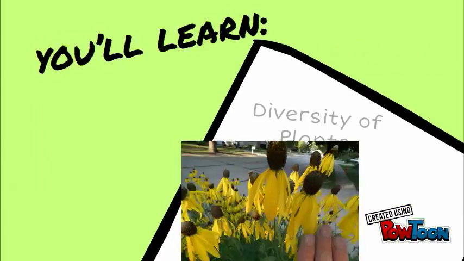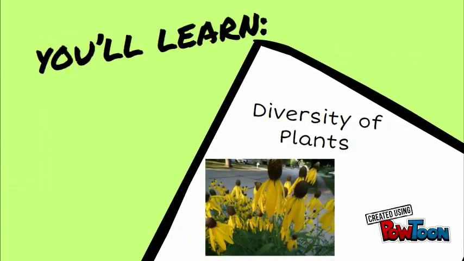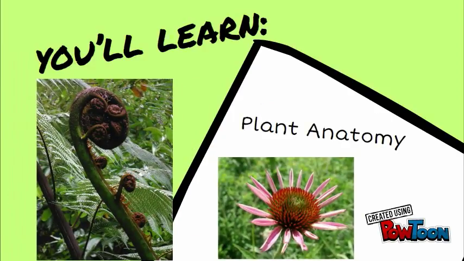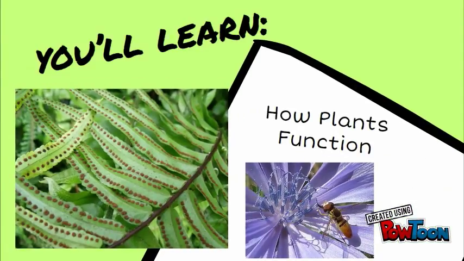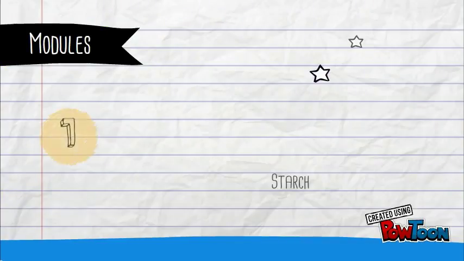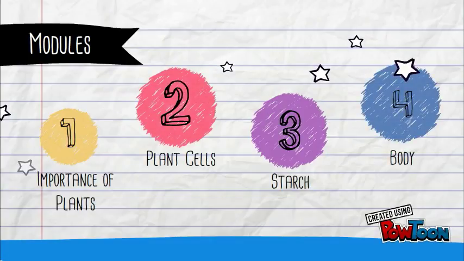The BIO109 course is plant biology. It is an introduction to the diversity of plants, plant anatomy, how plants function, and the importance of plants in relation to ecological and human systems. The course consists of 8 modules. Each module includes assignments such as readings in our textbook, class discussions, lab assignments, a lab quiz, and a module quiz. There will also be a mandatory comprehensive final exam.